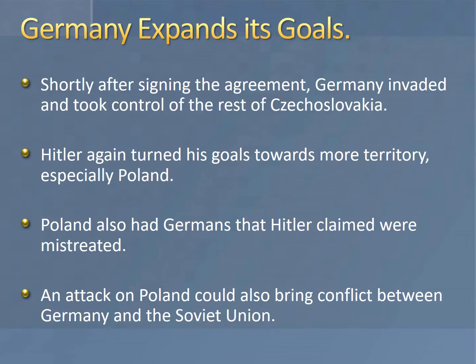So Germany expands its goals. Shortly after signing the agreement, Germany invaded and took control of the rest of Czechoslovakia. So they went against their agreement. And again, Hitler says he wants more things. He turns his goals towards more territory, especially Poland. Again, Hitler claims that Poland has been treating Germans in the area badly or poorly. But the one thing is that Poland shared a border with the Soviet Union. So an attack on Poland could bring a conflict between Germany and the Soviet Union. So Hitler's a little cautious about invading Poland because he doesn't want a war with the Soviet Union.